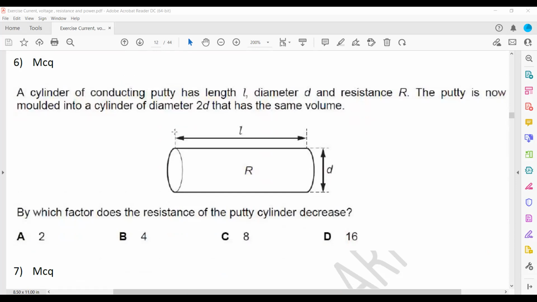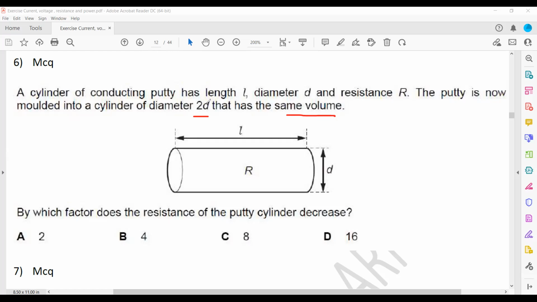Then a cylinder of conducting putty has a length L and a diameter D and resistance R. Now it is molded. The diameter is 2D and it has the same volume. By what factor does the resistance decrease? So we have to find by what factor the resistance has changed.